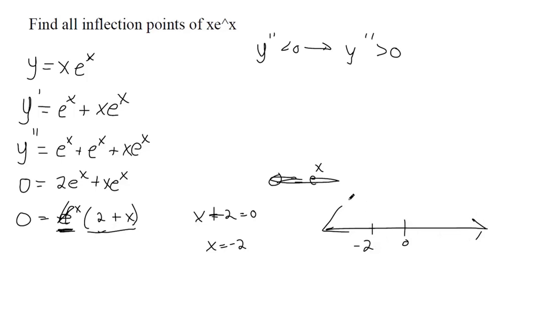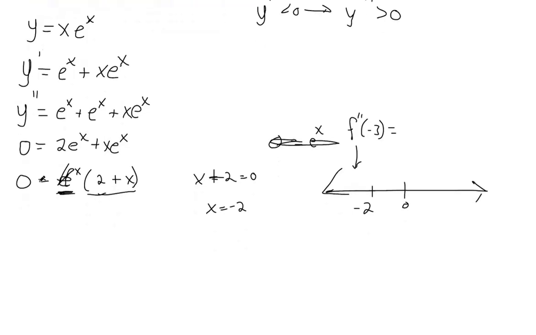We want to check concavity to the left and to the right of negative 2. So let's just pick any old number. I'll pick negative 3. Try not to make it too big. And we don't even care about what this number is. We just care about the sign because we're wondering whether it's concave down or concave up to the left of this place. So if you plug negative 3 into the second derivative, because concavity is talking about the second derivative, you get e to the negative third, which is going to be a positive number, plus negative 3e. Okay, actually, we can just plug it in.